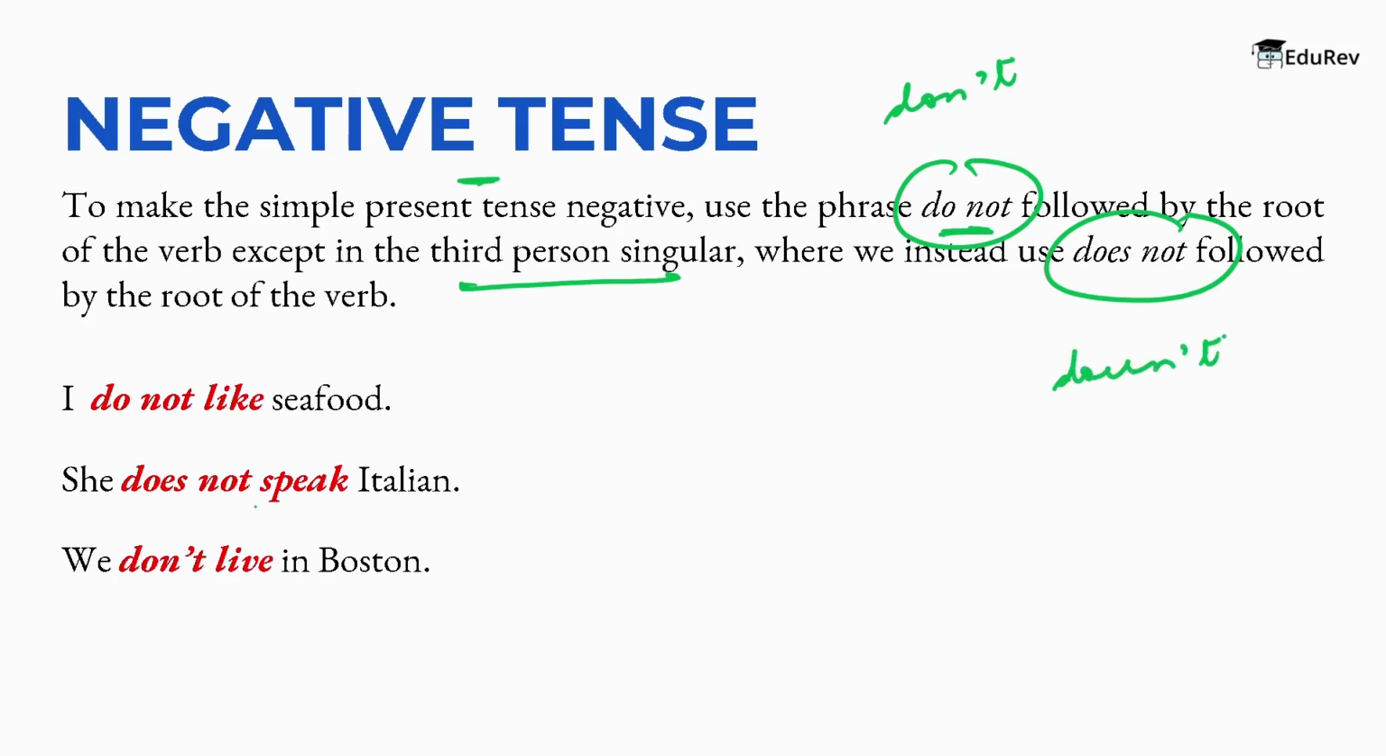Alright? Here are some of the examples of simple present tense in the negative. That is, I do not like seafood. So you can see that we have applied do not. Next is, she does not speak Italian. So you can see we have applied does not. Then we don't live in Boston. So we have used the contraction of do not, that is don't.